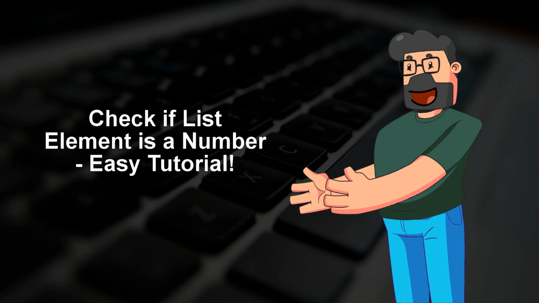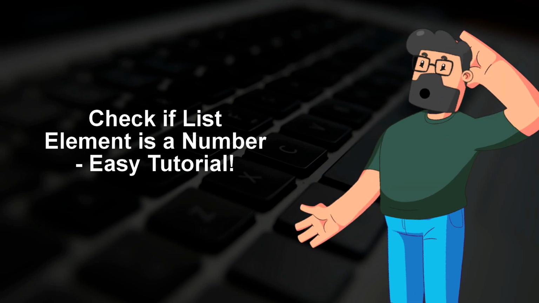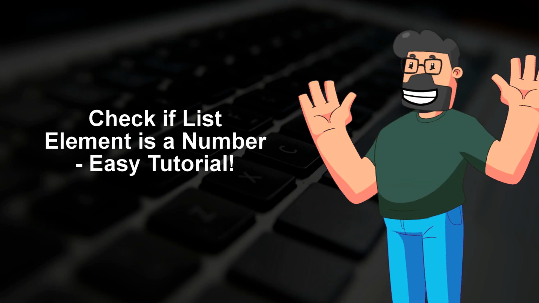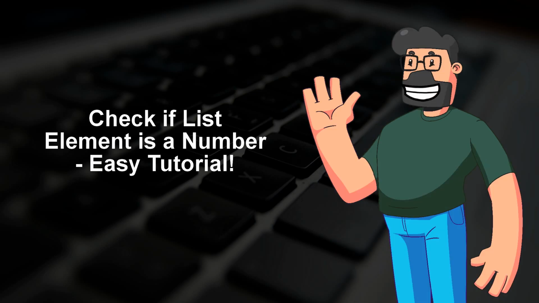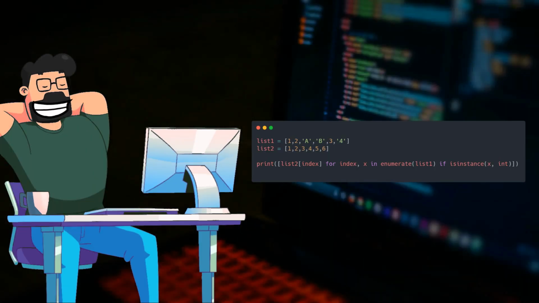So, imagine you have two lists, one containing both numbers and strings, and the other only numbers. The goal here is to print from the second list only the numbers that have another number, either as a number or string, in the same index in the first list. Tricky, right? Now, let's talk about the solution.